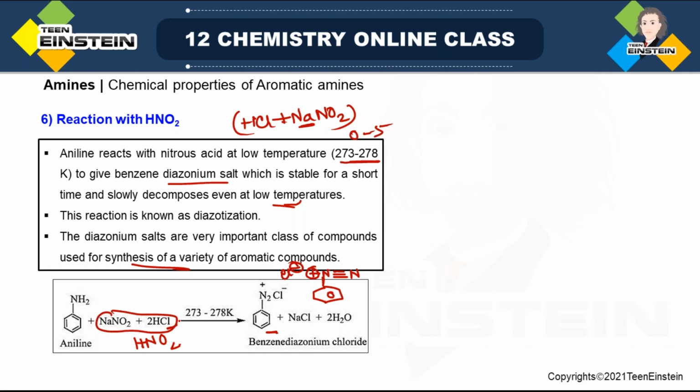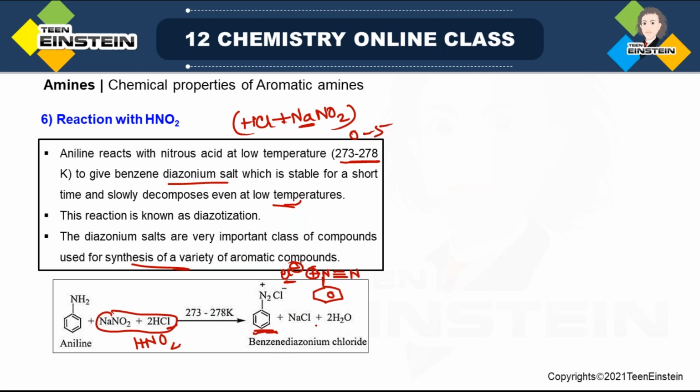Now this is the structure that you are getting here, but the general structure you can consider as PhN2+ X minus. So I am calling this Cl as X because this X may be different groups. In this case it is Cl because you have taken HCl, but other counter ions are also possible. So in this way we make the diazonium salt, but remember this is not very stable. It is stable only for some time and also at a very low temperature.